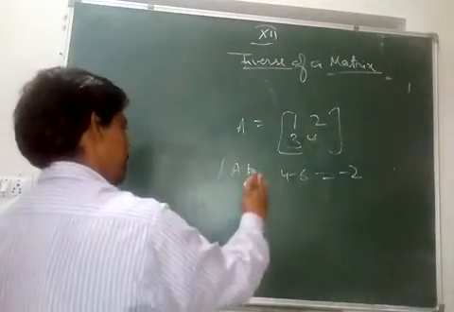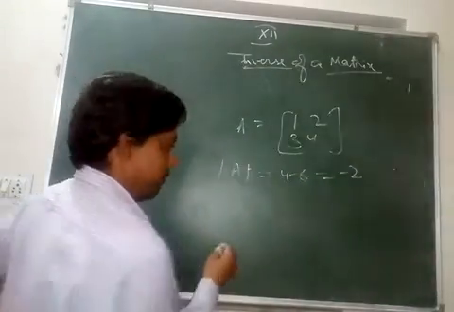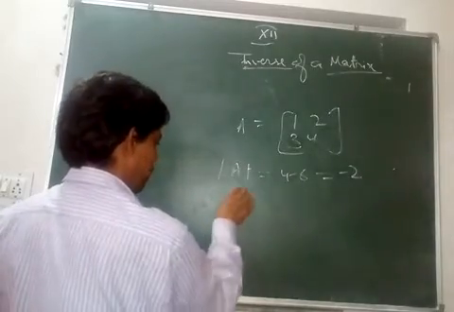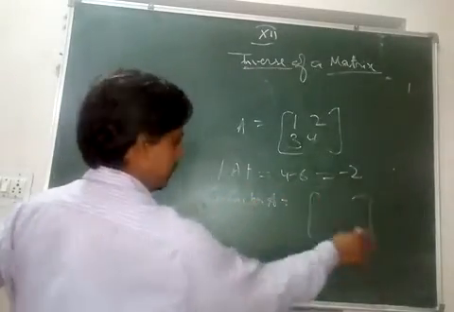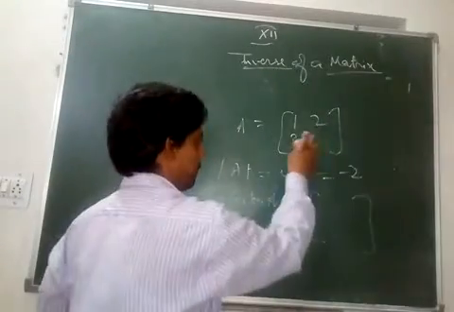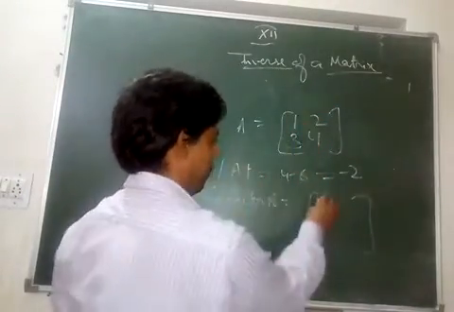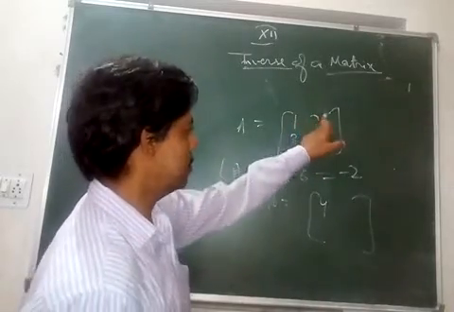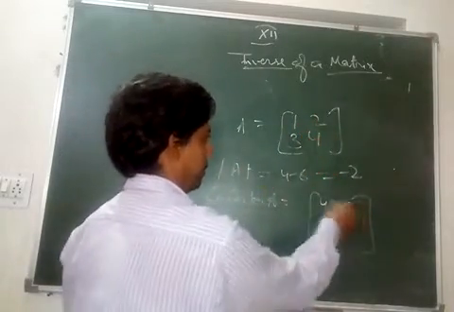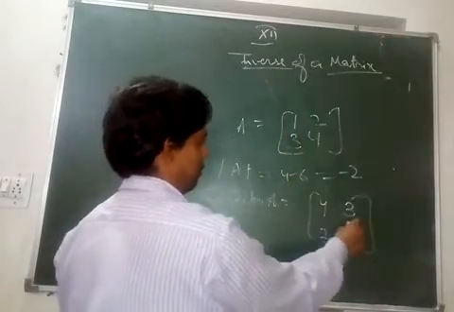Now, if this is minus 2, then what is adjoint A? For adjoint A, you want to find the cofactor of A. Cofactor of A is another matrix, and cofactor for 2 by 2 is very simple. For 1, hide this row and column, you get 4. For this 2, hide this row and this column, you get 3. For 3, this row and this column, you get 2, and for this one, 1.